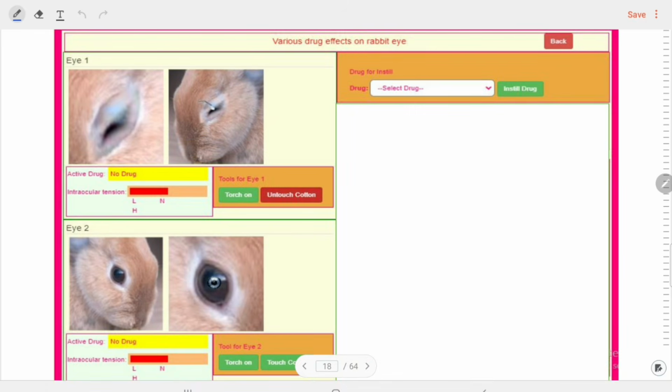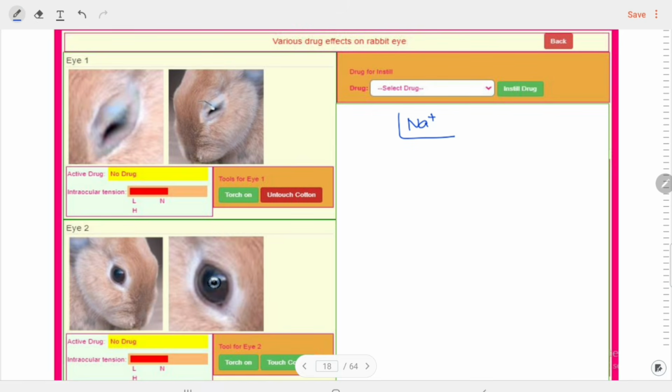Next, if we put the cotton on the cornea, that will cause the blinking of the eyelid. How is it possible? If we touch the cornea, that will activate the trigeminal nerve, and the reflex goes to the facial nerve, and that will lead to the motor reflex by the activation of the sodium channels present in the orbicularis oculi muscle.